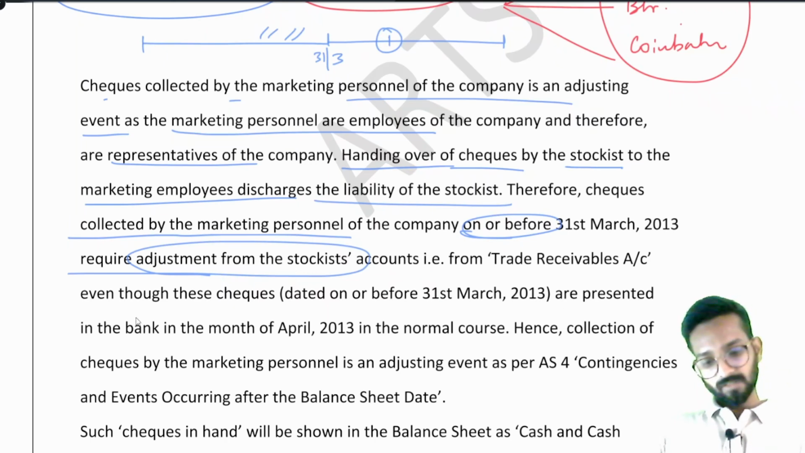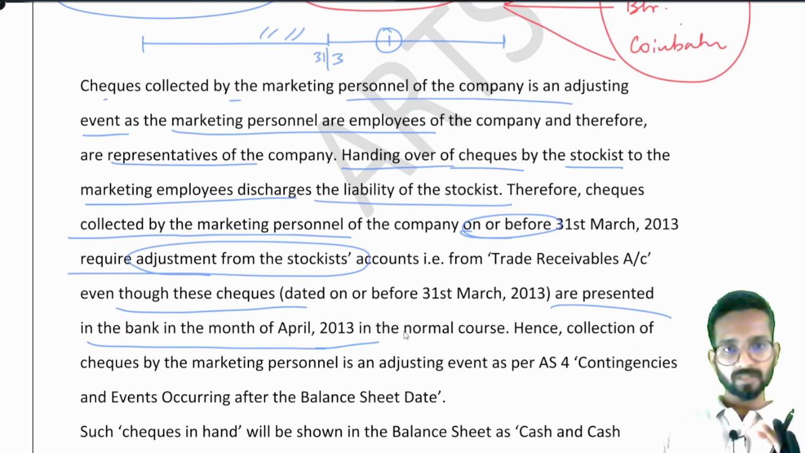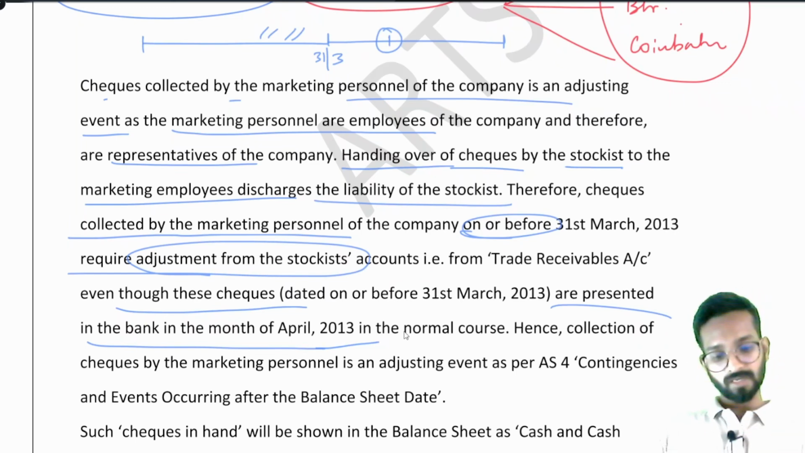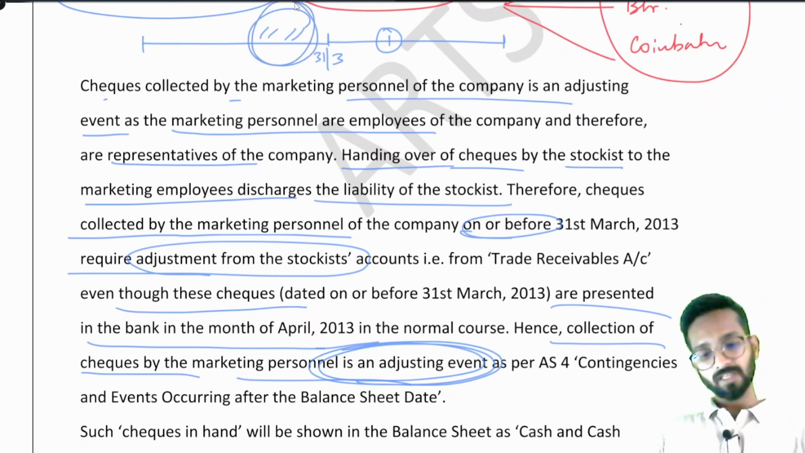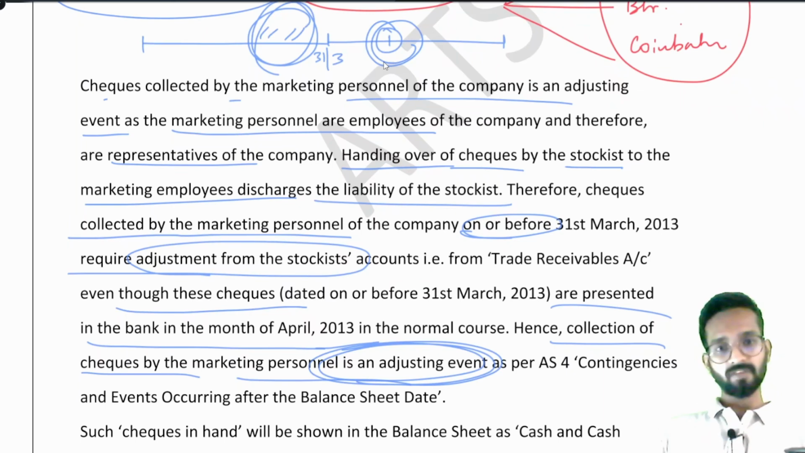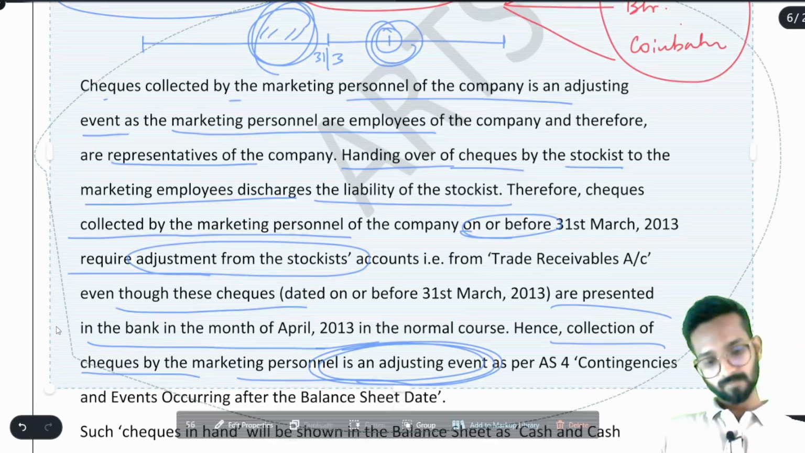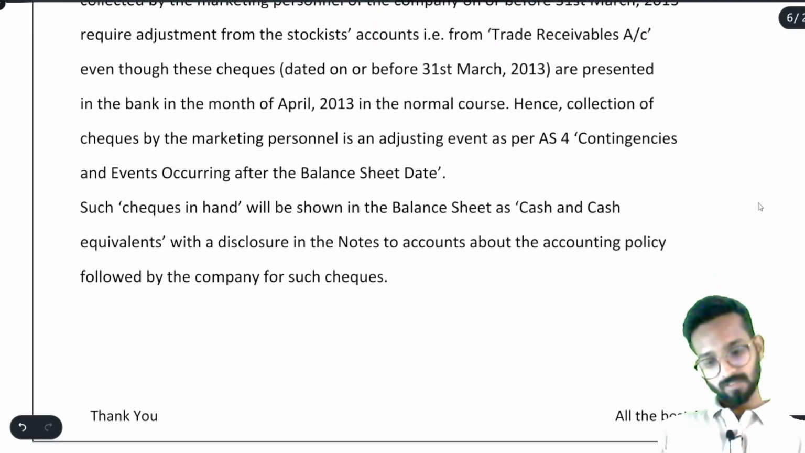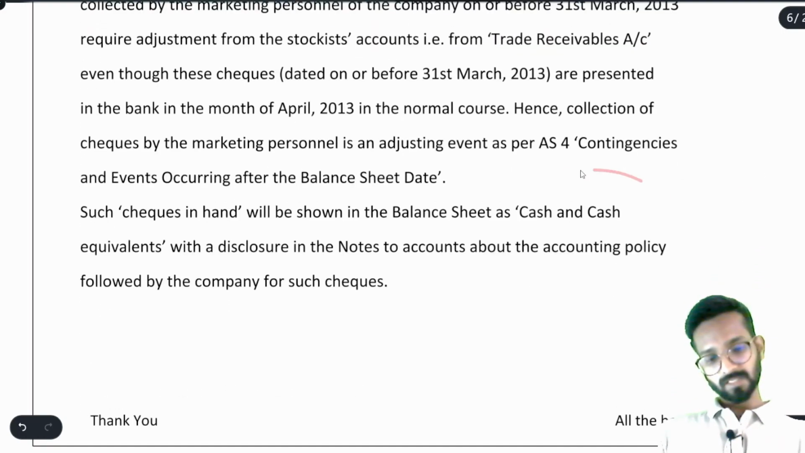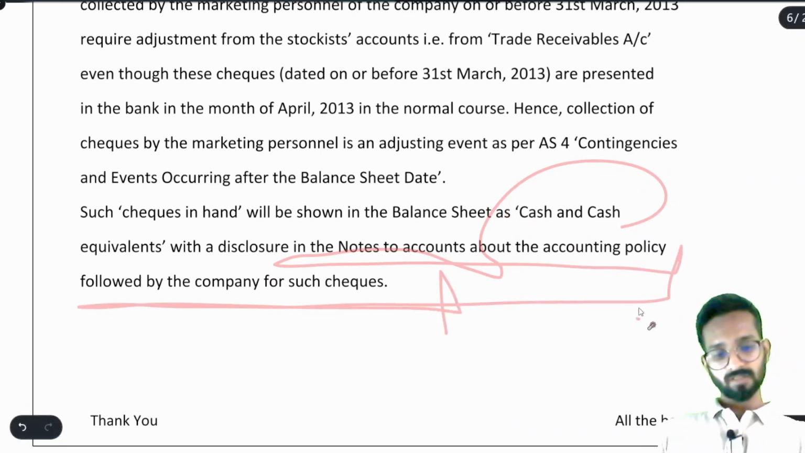Now, even though these checks are presented in the bank in the April month, it makes no difference when you are posting your checks in the bank. That is not important. Hence, collection of checks by the marketing personnel is an adjusting event. Understood? Because the condition was already there before the date of FS. After that, the event happened and we received the money. So it is your adjusting event. Then such check in hand will be shown in the balance sheet as cash and cash equivalent with a disclosure in notes to accounts about the accounting policy followed by the company for such checks.